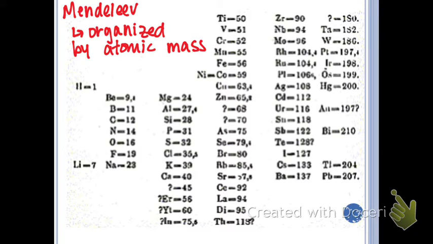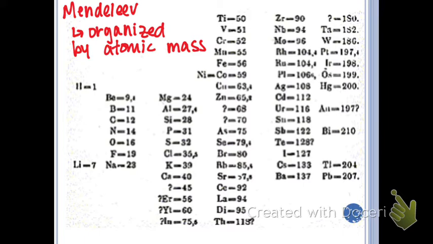Eventually, a new guy came along named Henry Moseley. He started organizing it by atomic number, which is how it's organized today. If you follow atomic number, that's the whole number. Does anyone remember what the atomic number represents? What does it tell us? Not how many atoms, how many protons. So if I'm looking at potassium right here, how many protons does potassium have? 19. Very good.